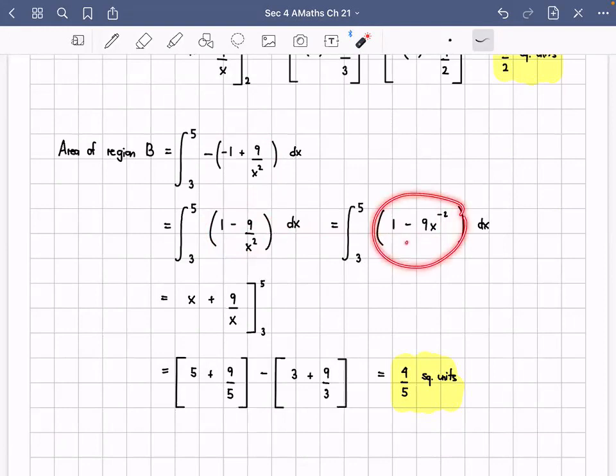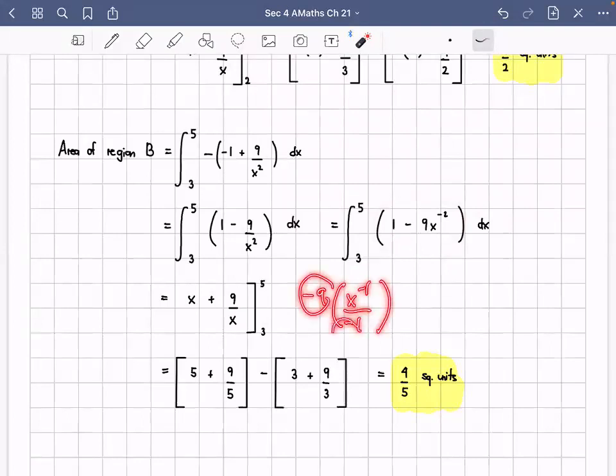Getting the antiderivative of this, we'll have x plus 9 over x. Okay, 9 over x because again, -9, and then we have x raised to -1 over -1. So this and this will give you positive 9. And the -1 here will go back to the denominator. So let's evaluate this. So we get our upper limit minus our lower limit. So your answer is 4 over 5 square units.